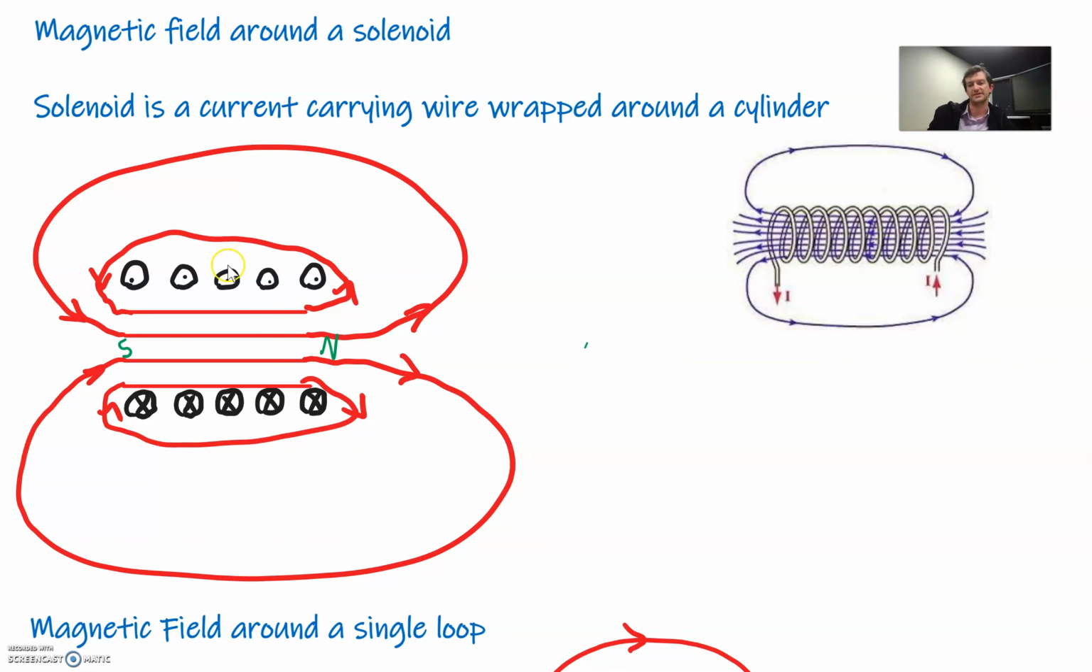Try and ensure that the distance from here to the solenoid is increasing as you go to the next field line, to show that the magnetic field decreases in strength the further away you get from the solenoid. That's how we do the magnetic field around a solenoid.